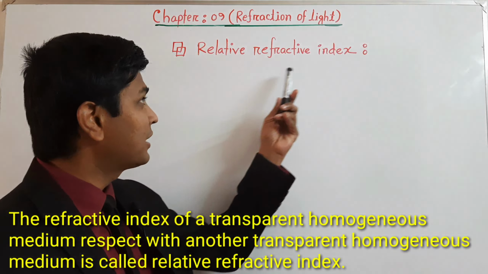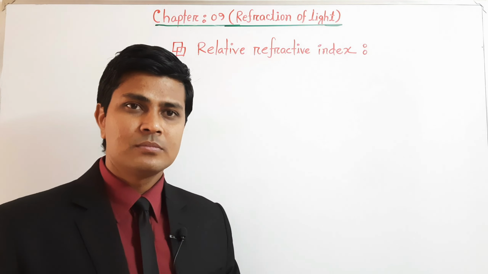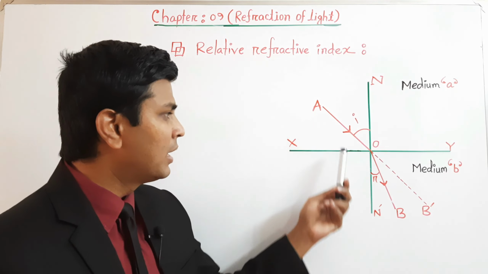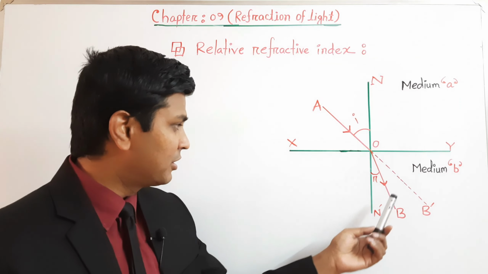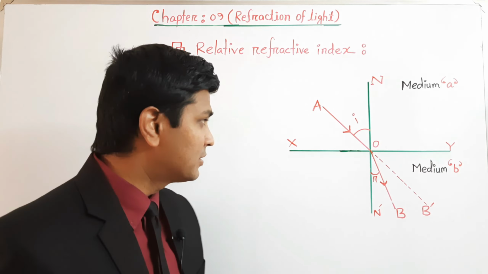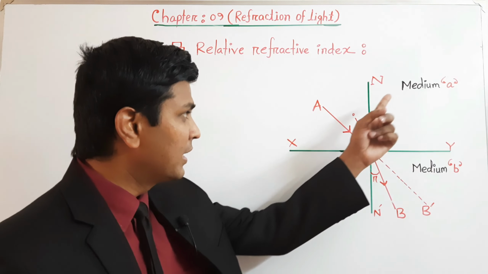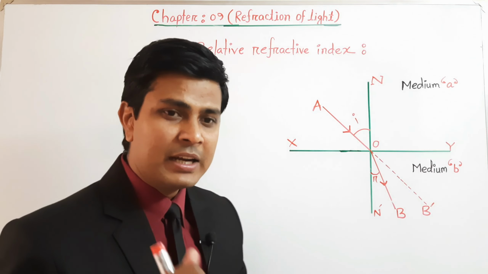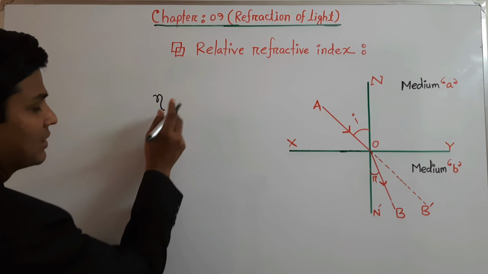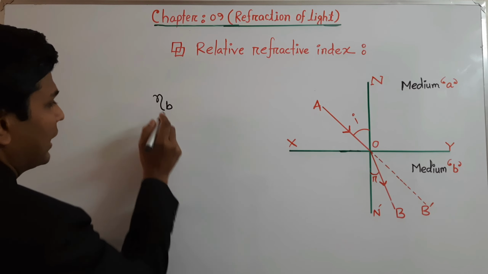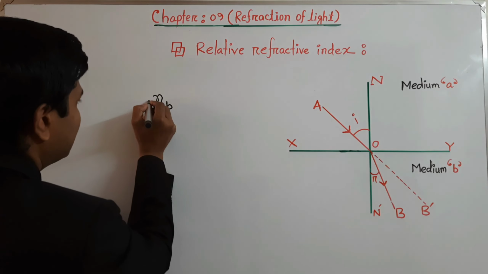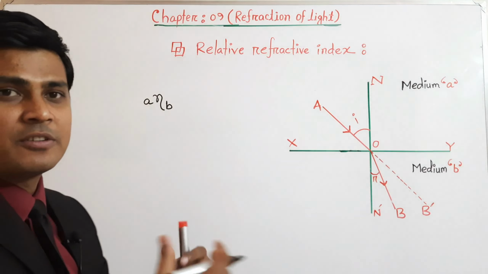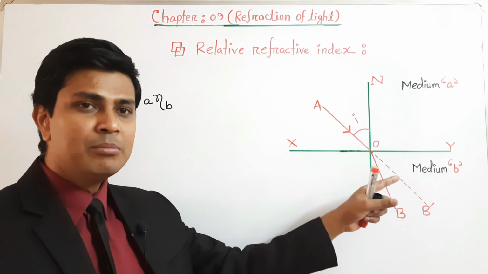Let's see the relative refractive index through a ray diagram. Look at the diagram. In the diagram, you can see here light travels from medium A and falls on the surface of medium B, and after refraction it bends towards the normal. So in this refraction of light, the refractive index of medium B with respect to medium A will be written in this way, that is refractive index of B, and the respective medium you have to write on the left side of the refractive index eta. This is the process of writing the refractive index of medium B with respect to medium A.